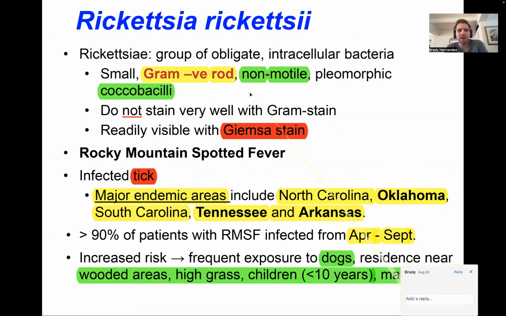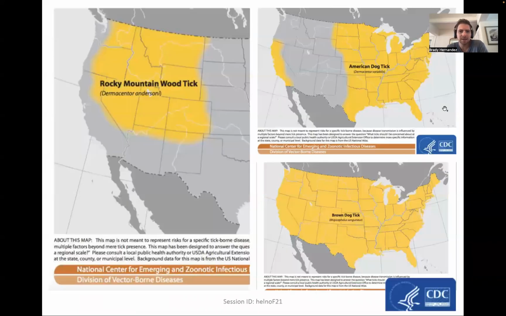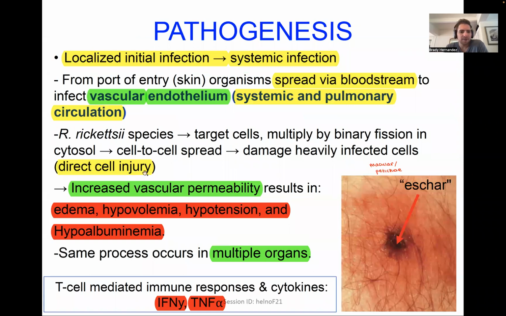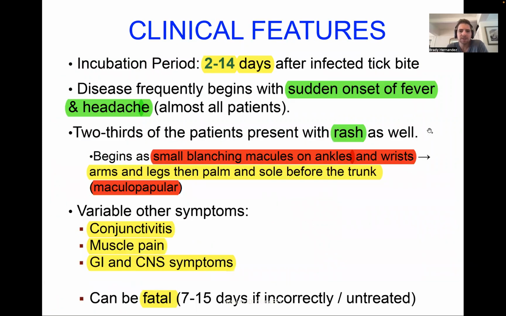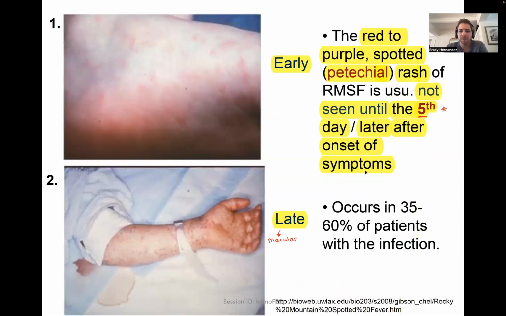So technically gram-negative rods, you could use Giemsa stain. Hypotension. I'm trying to look for things that really stood out for me when I was doing this. Again, if you're differentiating, you're hiking and stuff, the rash is going to be important, maculopapular versus the target rash. But you're going to get a sudden onset fever and headache here and get that maculopapular rash as well. It could lead to conjunctivitis, muscle pain, and GI symptoms.